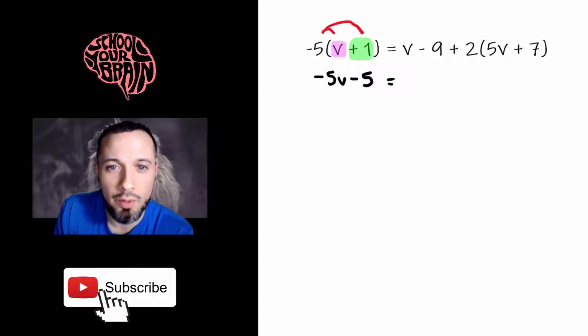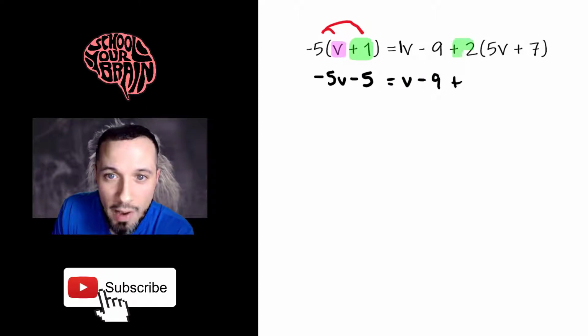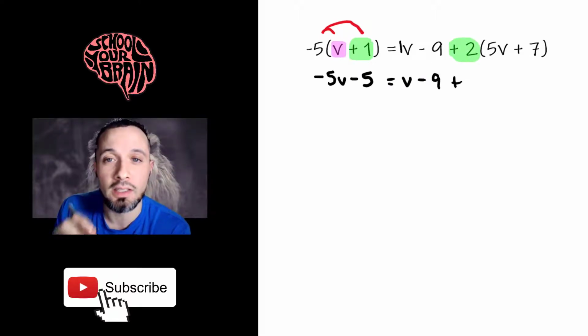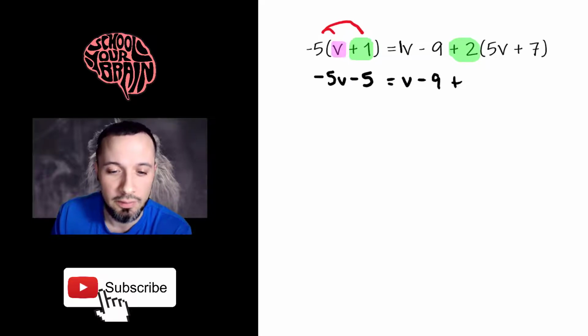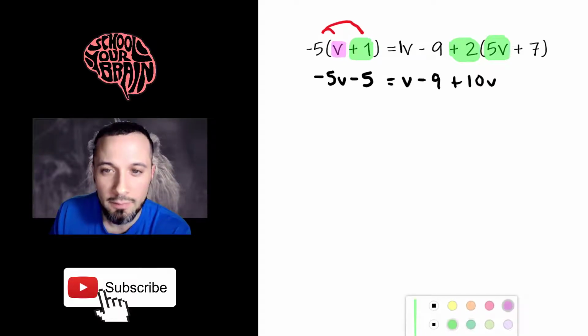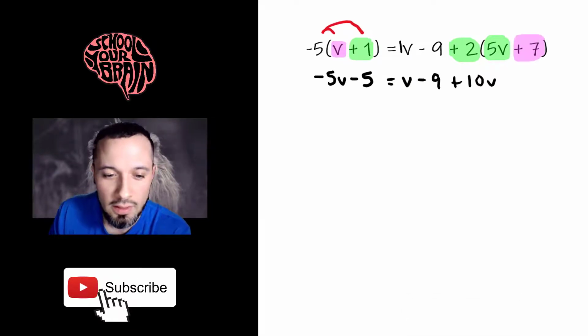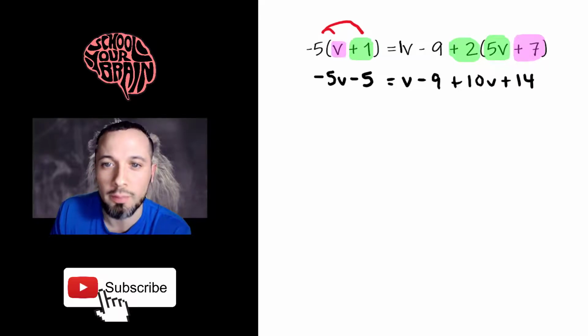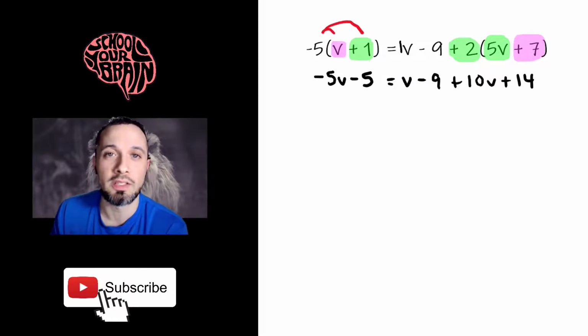And don't forget, if you have a variable without a coefficient, meaning there's no number in front of it, we can recognize that there's only one v there, so it's a 1, we just don't normally write it. But in this case, I have 1v minus 9 plus, and now I have to distribute this +2. So always be aware of the sign to the left of the number you're distributing. In this case, it's a positive, and I'm going to multiply that with a +5v. So +2 times +5 is +10v. And now I'm going to multiply the +2 with the +7, and we're going to get +14.